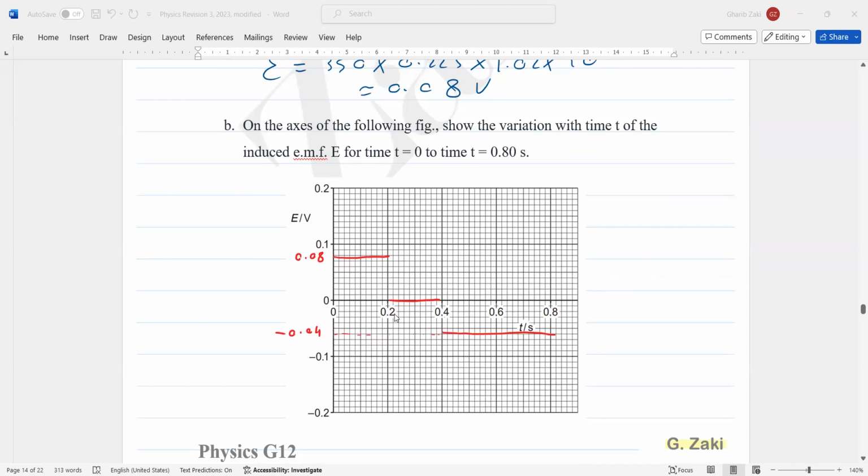So from 0 to 0.2, EMF is 0.08. From 0.2 to 0.4, EMF is 0. From 0.4 to 0.8, it's negative 0.04 volt.